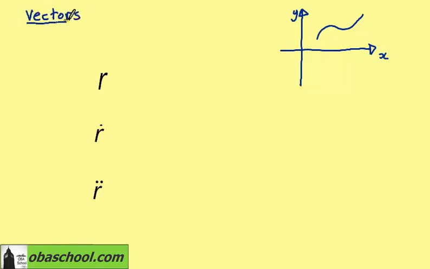So far, we've been considering particles which move only in a straight line in one direction or the other. We're now going to consider particles which can move anywhere within the xy plane. In order to do this, we need to make use of vectors. We use the vector r to represent the displacement vector of a particle.